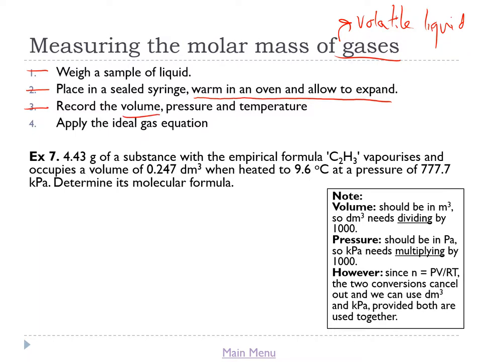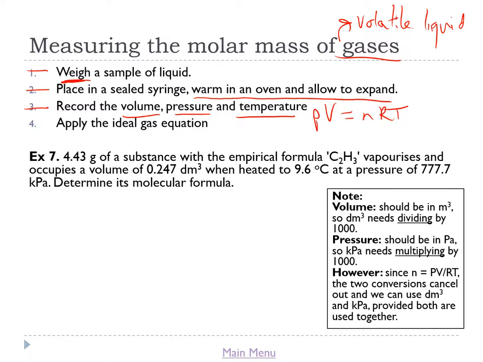And if we record the volume, the pressure and the temperature, we can use the ideal gas equation, PV equals nRT. We can use that ideal gas equation to calculate the number of moles we've got, and if we know the mass, we can then work out the molar mass from the number of moles and the mass. So let's see how this works in practice.